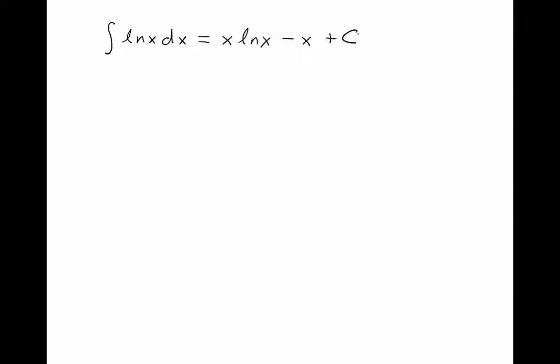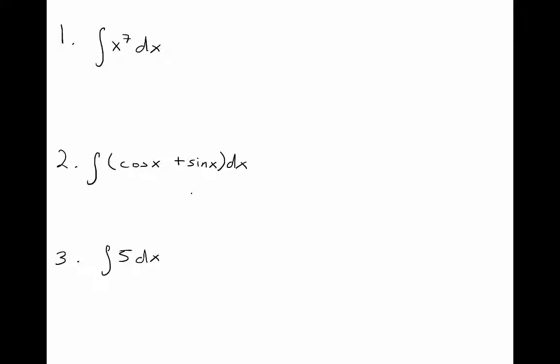Now I will give you a couple to try yourself. They should be pretty easy. Okay, so pause, work through these, and press play when you're ready to go. This first one, it's a power of x, bump up the power, and divide by your new power. Add c. Easy enough. This one, I'll write the integral of cosine is sine. The integral of sine is minus cosine. Plus c.